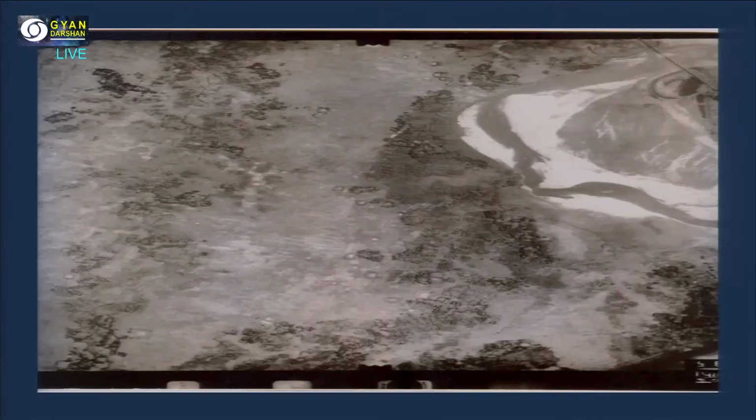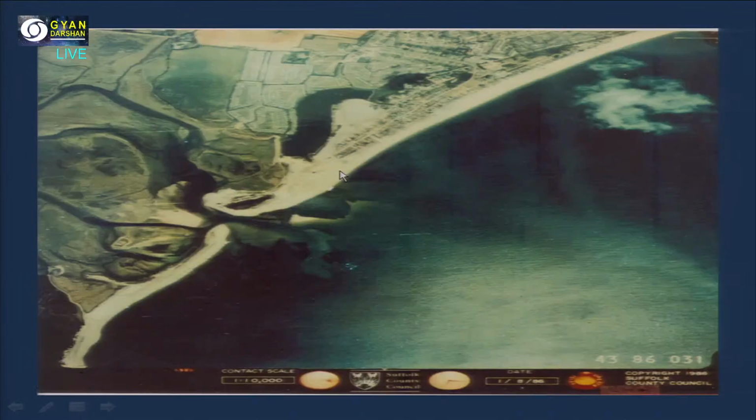Here you see an example of a grayscale aerial photograph, where on the right-hand side we can see rivers, sands, and vegetation. In the next photograph, this is an example of a colored aerial photograph of a coastal area, where from the color we can identify the sea, sandy beach, rivers, vegetation and habitation.